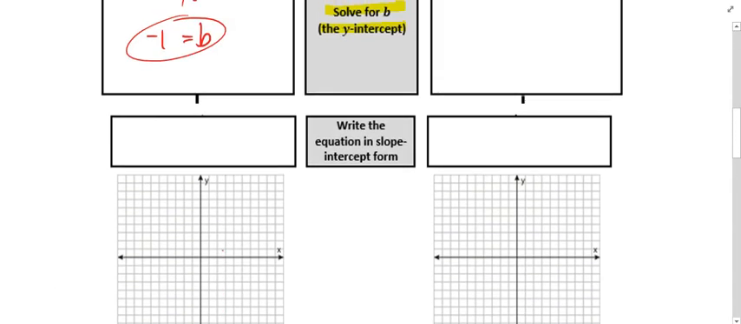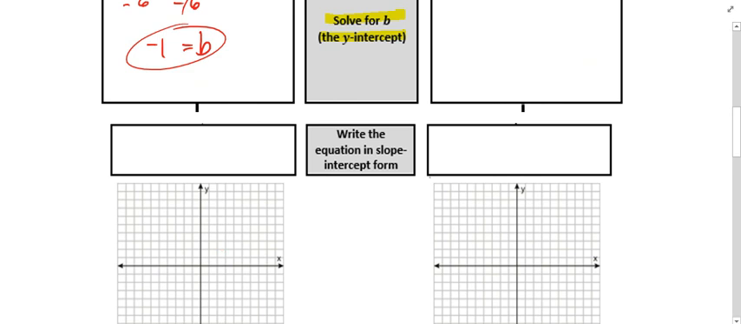Last step is to write the equation in slope-intercept form. Remember, that's y equals mx plus b form. Well, we already just solved for the b, so we're going to have a -1 at the end. We already know the equation is going to have y equals something x plus b, in this case -1. We solved for the slope above, it was 3, so our equation is y equals 3x minus 1. Go ahead and graph it at the end.